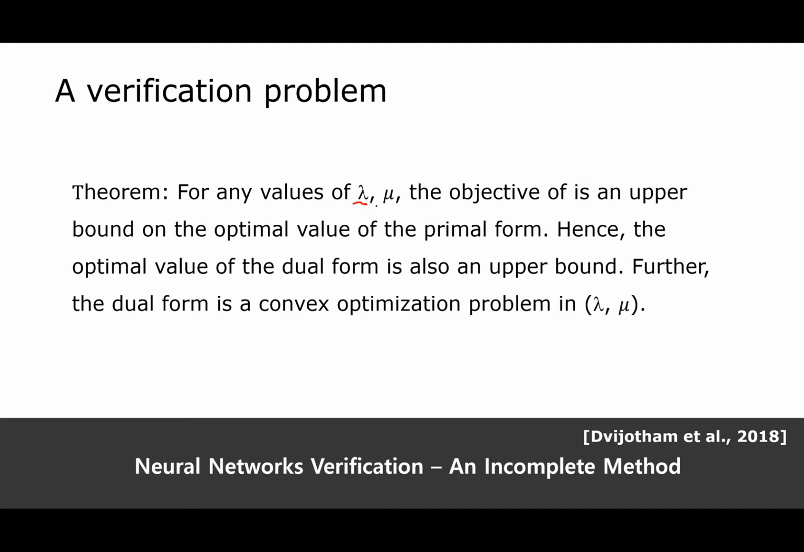So for any lambda and mu, the objective function in the dual form is an upper bound on the optimal value of the primal form, and the optimal value of the dual form is also an upper bound. The dual form is a convex optimization problem in terms of mu and lambda, so it can be computed with subgradient methods. Since it is convex in the two parameters, the primal form can be solved through the dual form, right?